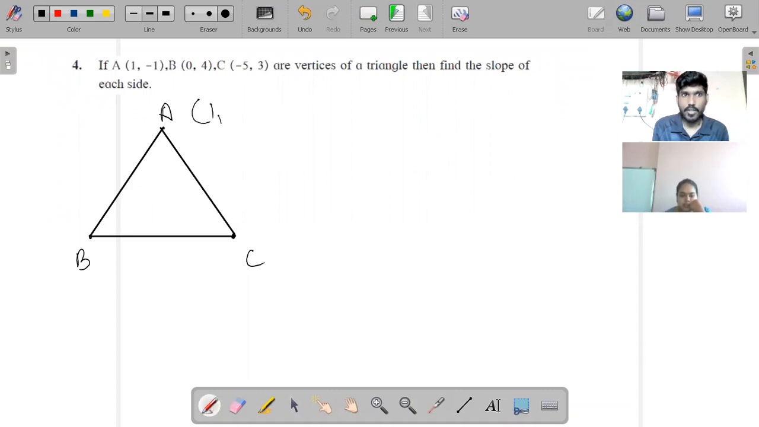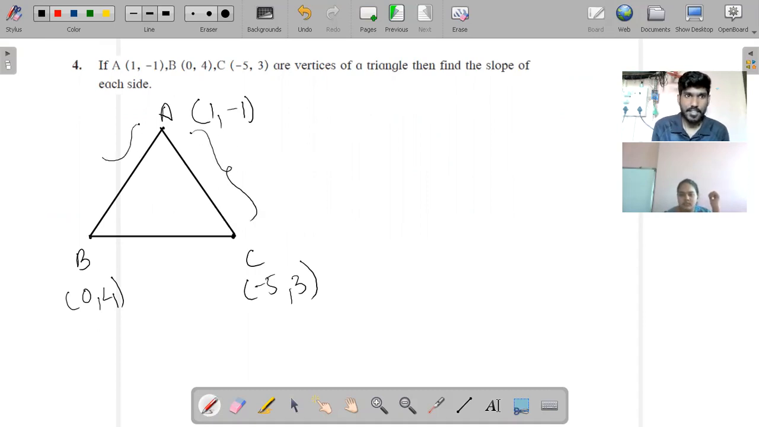So A has coordinates (1, -1), B has coordinates (0, 4), and C has coordinates (-5, 3). What have they asked? Find out the slope of each side. So three times you have to find the slope: first AC, then AB, then BC. Will you be able to do this?